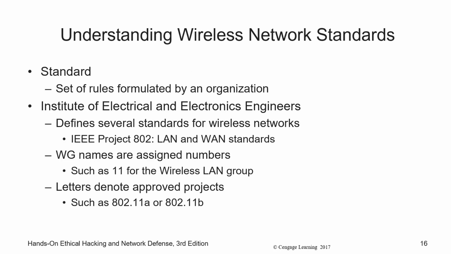So wireless network standards. Again, what's a standard? It's a set of rules formulated by an organization. IEEE, Institute for Electrical and Electronics Engineers, handles the wireless 802.11 standards. The working group, the WG, works on that. And if you see letters A, B, AC, N, Z, these are all approved projects. You can almost think of these as RFCs issued by other organizations. These are sets of rules that should be followed by software manufacturers, hardware manufacturers when building out equipment or software to adhere to those rules.